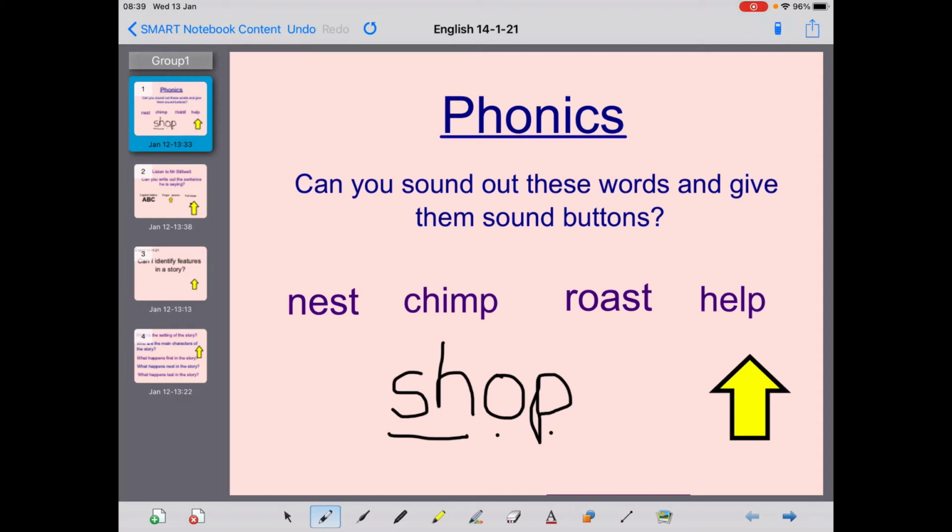Okay, so I want you to have a go at these 4 words here, sound them out and read them to the person at home with you using your sound buttons. So write them down with your sound buttons, sound it out, and put the words back together to work out what the word is.